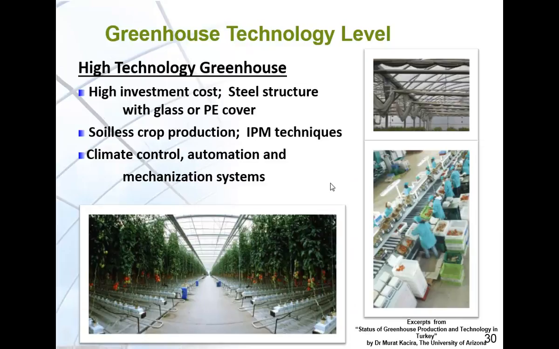However, Turkey has higher technology greenhouses with greater investment, and of course, greater yields come with the greater investment. Steel structure using glass or multiple layer polyethylene covers, using hydroponics and integrated pest management techniques for controlling insects and diseases, with the potential for full automation of the climate, of labor, and of irrigation.